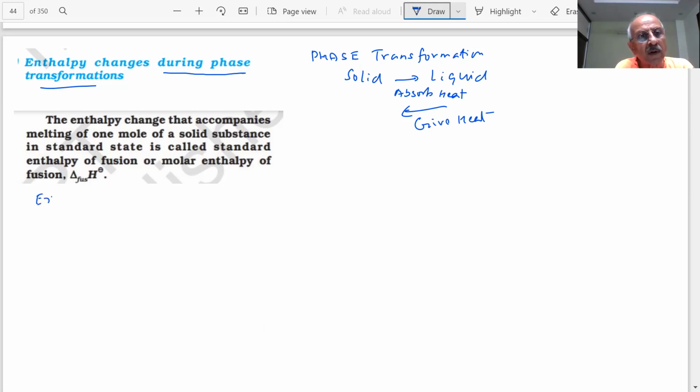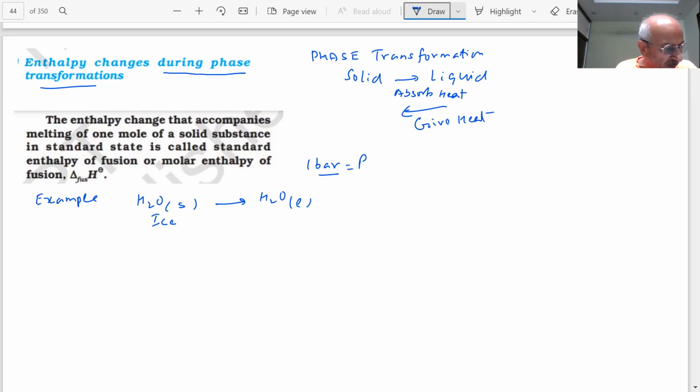Example, student, you have 1 mole of water. Here is my water, student. It is in solid state. Solid means it is ice. If I convert it into water, liquid, what is this? If 1 mole of solid water is converted into 1 mole of liquid water, students, then what happens? You have 1 bar pressure, and you know this process takes place at what temperature? What is the melting point of ice?